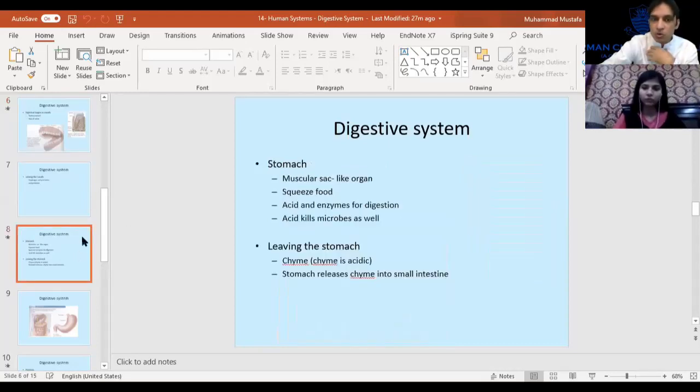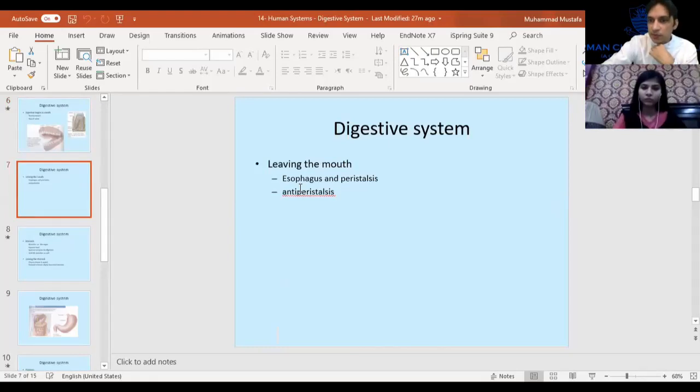The food pipe is also called the esophagus, and once the food is in the esophagus, it runs very fast right from the pharynx into the stomach with the help of a movement called peristalsis. Peristalsis is a rhythmic, systematic movement which helps the travel of food in one direction within our digestive system.